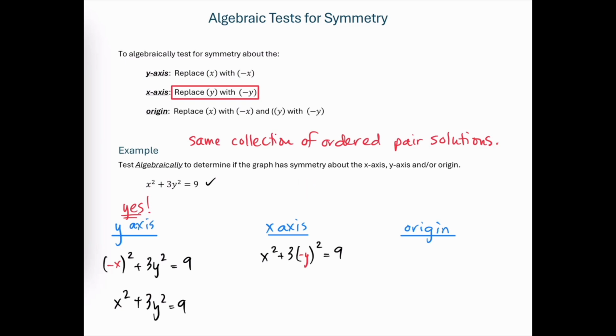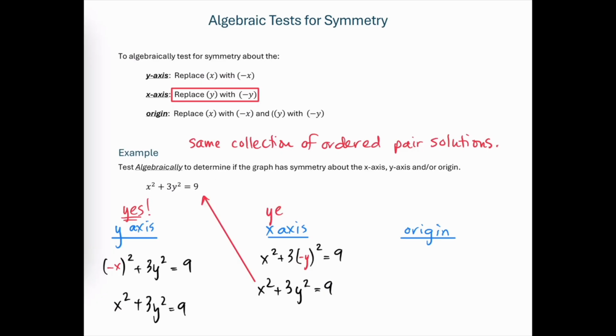So we're testing this algebraically by plugging negative y into the equation and then simplifying that equation to see if we get the same collection of ordered pair solutions. And since when we square a negative, it gives us a positive quantity, we end up with exactly the same graph that we started with. So again, yes, we do have symmetry about the x-axis.